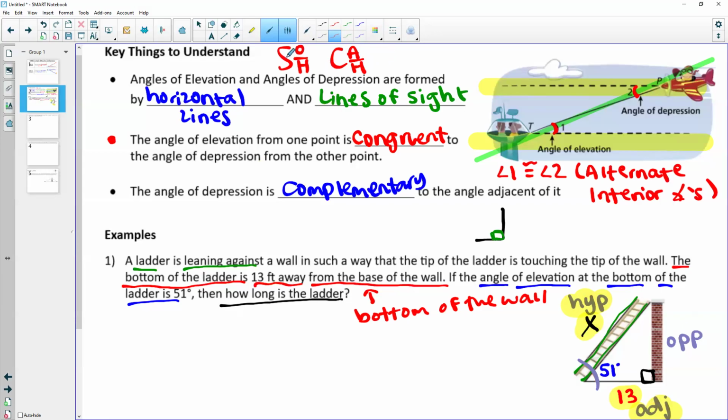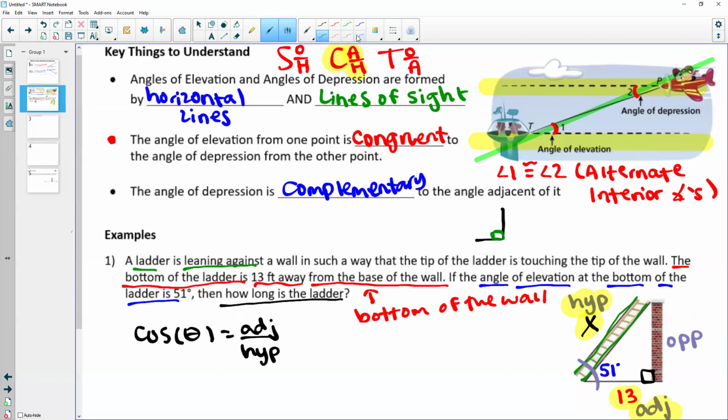We're going to talk about SOHCAHTOA. So what we're working with here in this problem is we have hypotenuse and adjacent. So I'm going to find hypotenuse and adjacent. That's going to be this one right here. So what we're working with here in this problem is cosine. So let's set this up. Remember that cosine of theta is equal to adjacent over hypotenuse.